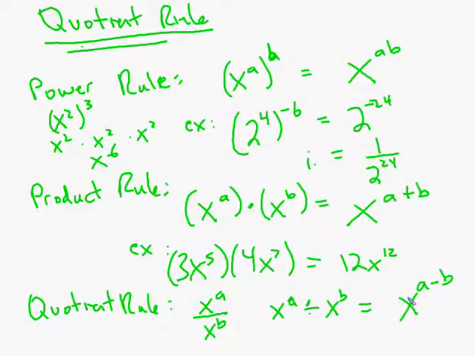Getting this all down, Austin? Okay. So there are 3 rules, not including our 0 rule, which anything to the 0 power is 1. Okay, so we don't want to forget that.